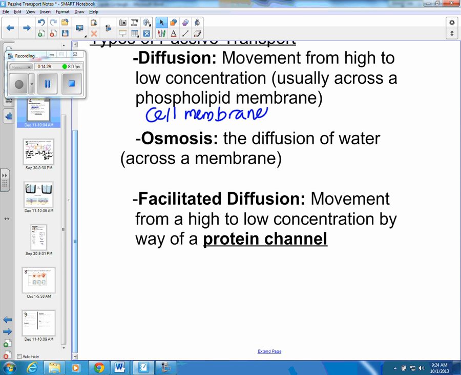And then our third type is facilitated diffusion. This is movement from a high concentration to a low concentration by way of a protein. If you look at the pictures I gave you, you didn't see the protein chain. What I want everyone to do in their facilitated diffusion paper is label the protein on the little piece of paper I gave you.